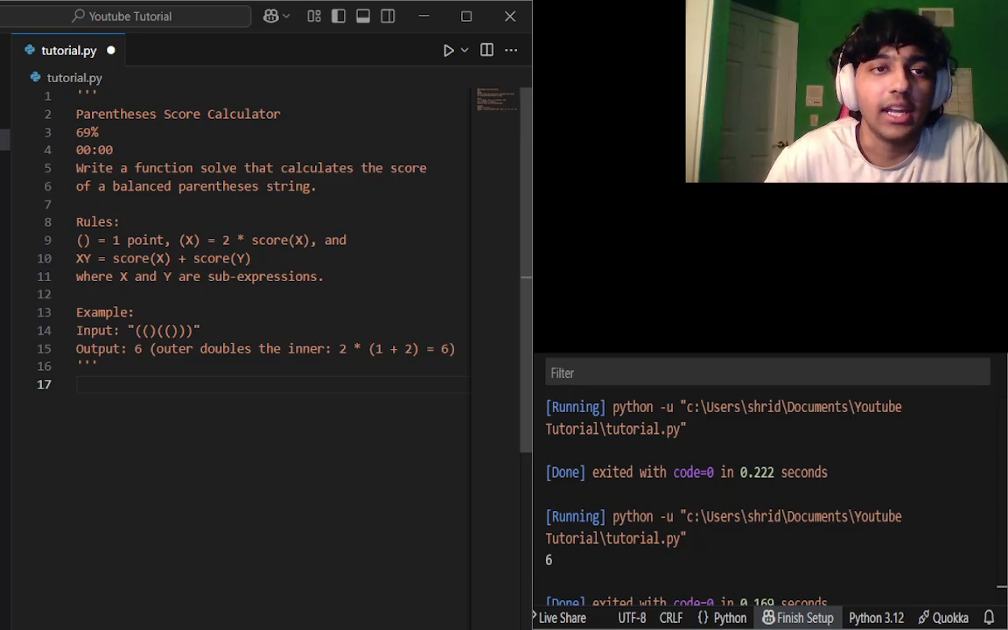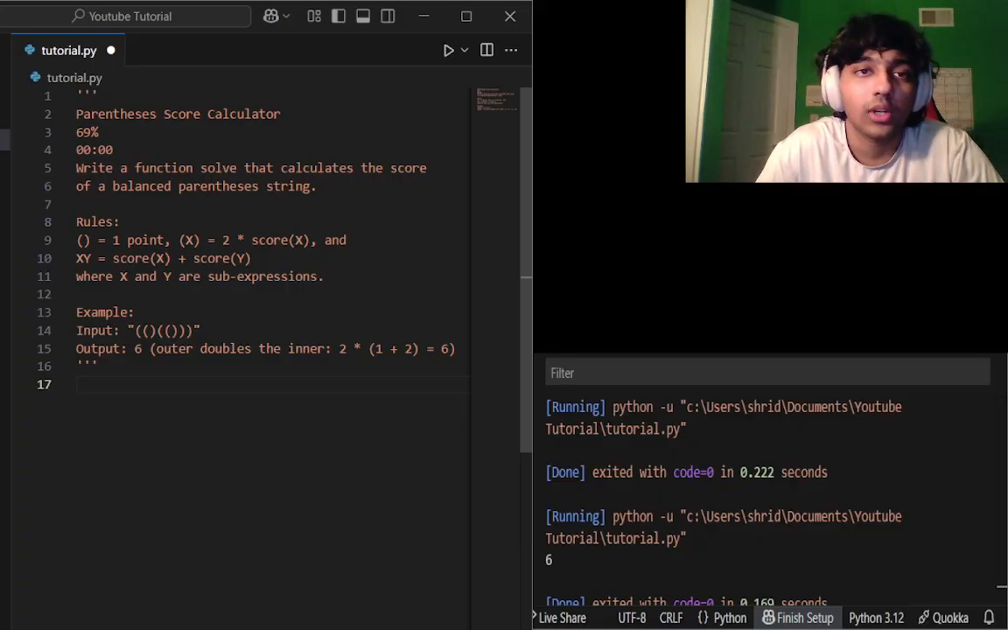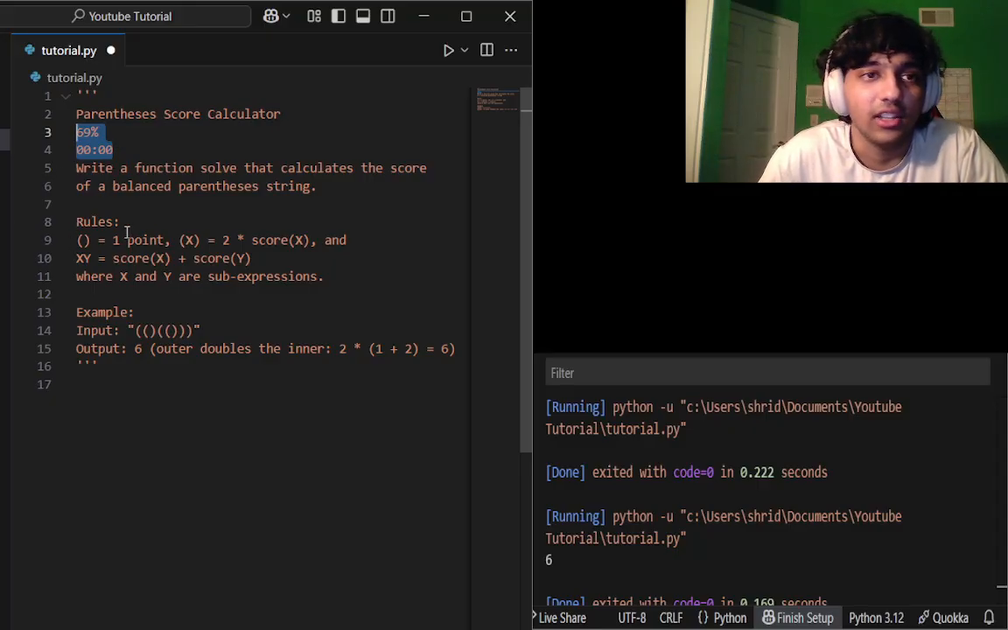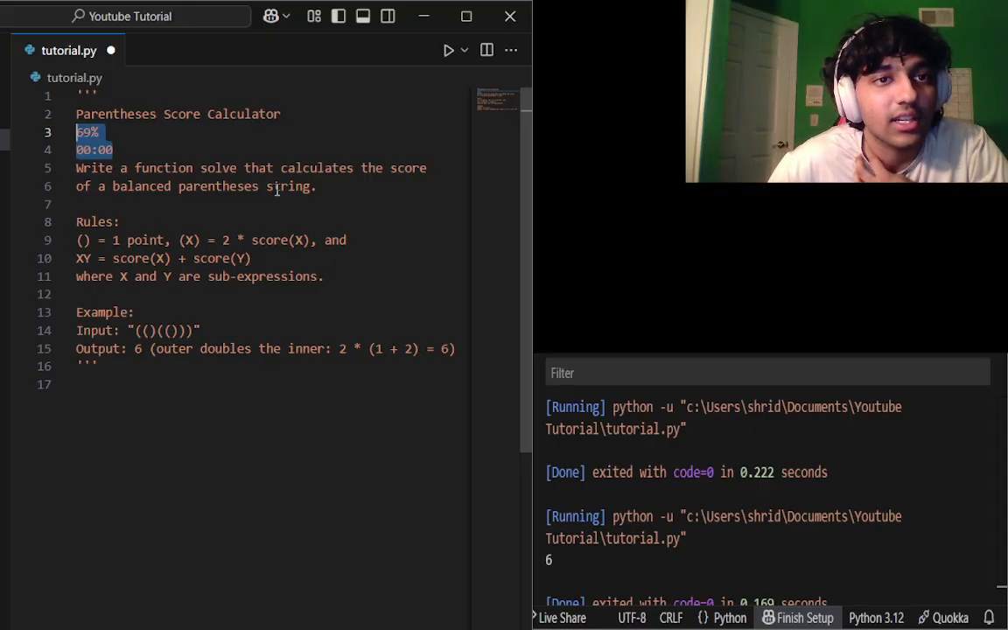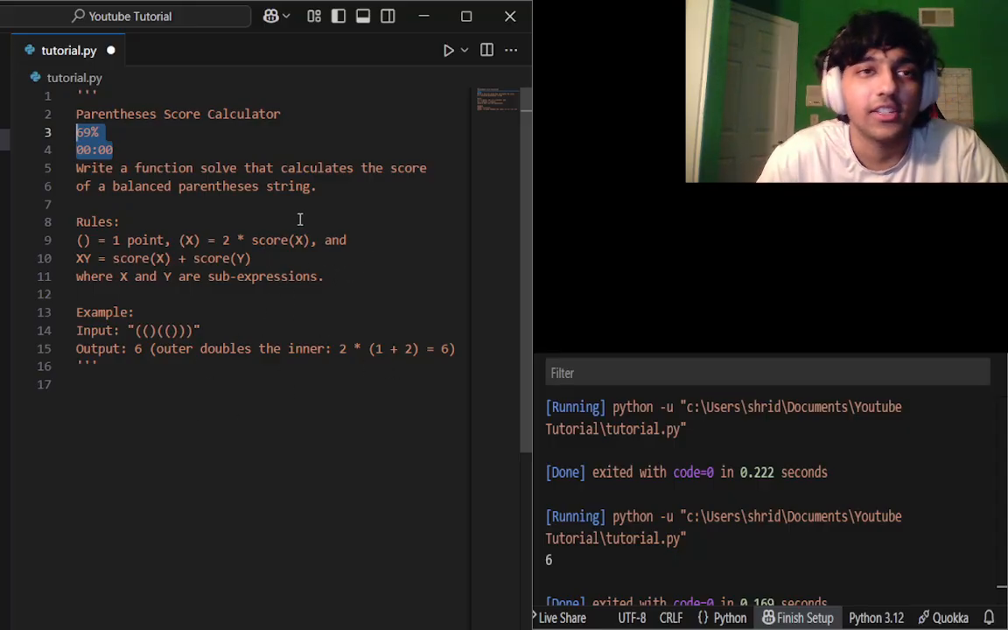Hello everybody, today we're going to be taking a look at this question called parentheses score calculator. It's a problem with a 69% clear rating on LeetCode. Let's try and first understand what the question is asking for, because the wording and the type of question this is can be a little bit tricky.